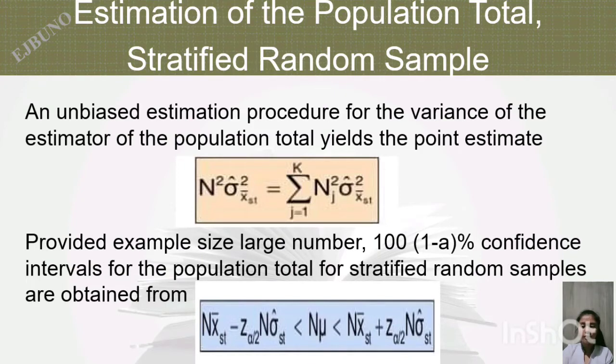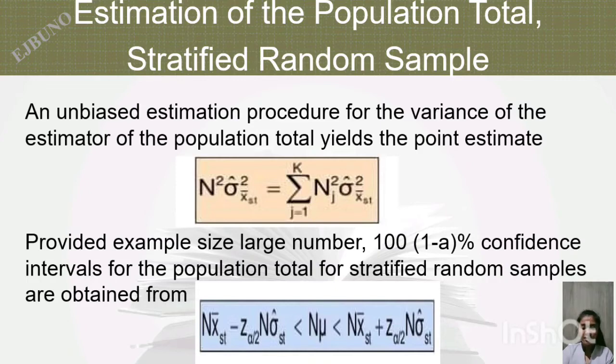Estimation of the population total: stratified random sample. An unbiased estimation procedure for the variance of the estimator of the population total yields the point estimate. So, the product of N squared and sigma squared of the sample mean sub st is equal to the summation of the product of N squared sub j and sigma squared of the sample mean sub st.